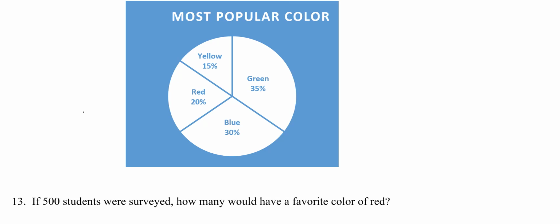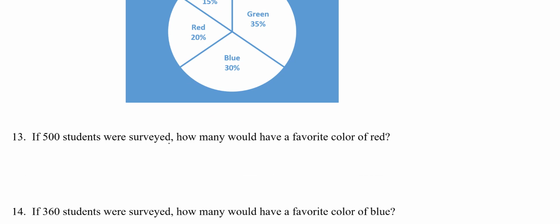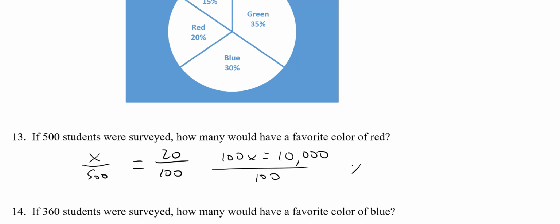How many would have a favorite color of red? So remember, red is 20%. So you're putting 20 over 100. That's super important. And it says 500 are surveyed. So the 500 goes in the bottom, because it's like saying 20 liked red out of 100. So out of 500, how many liked red? Okay. So you cross multiply, we get 100x equals 10,000. Divided by 100, x is 100.